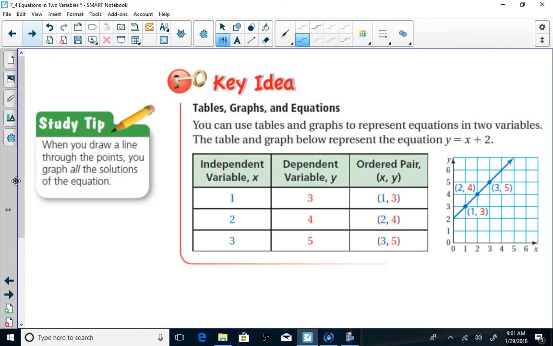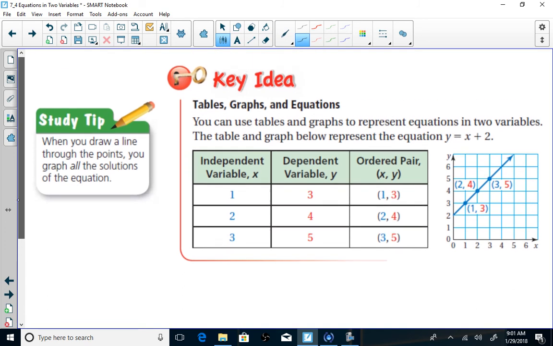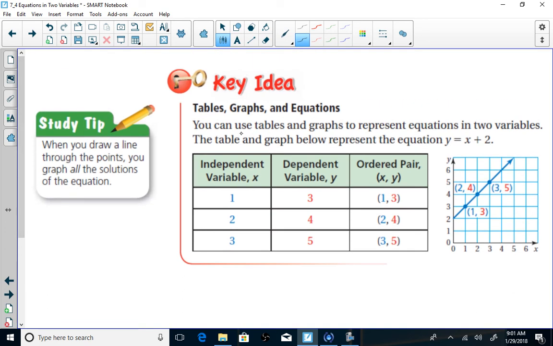Next example. All right. It says you can use tables and graphs to represent equations in two variables. The table and graph below represent the equation y is equal to a number plus 2. Here's my table. My independent variable are my x values here. My dependent variable, those are my y values here. These are my inputs. y values are my outputs.